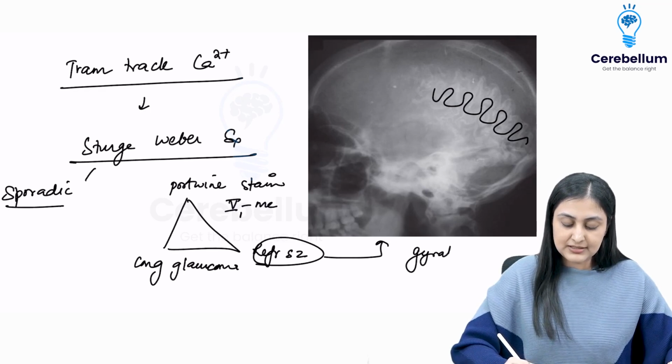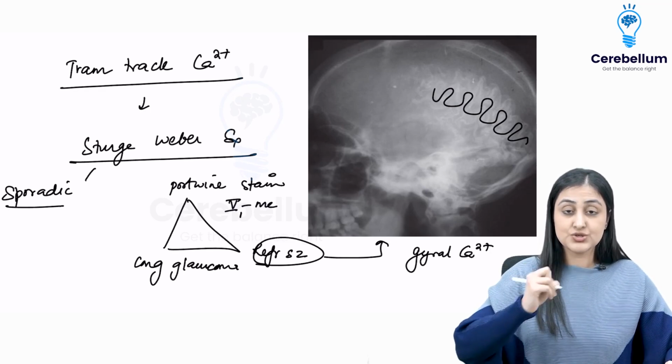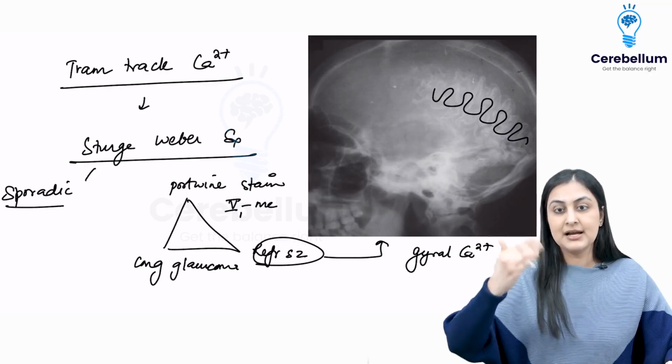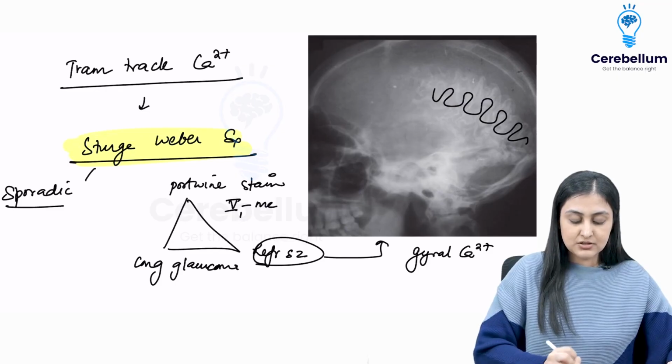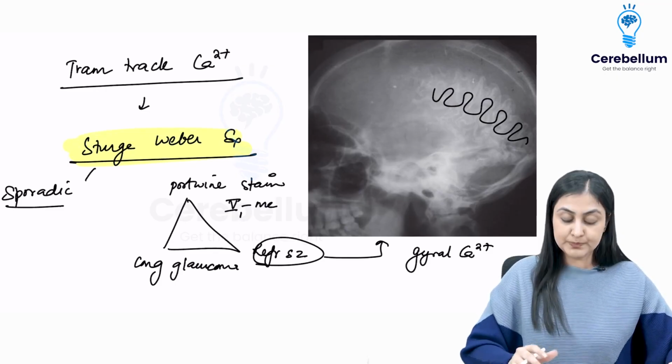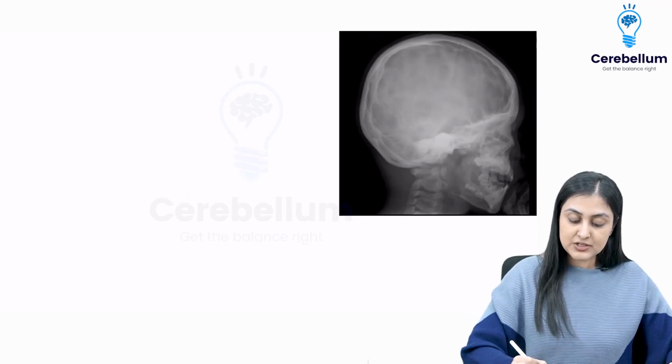So there is gyral calcification. The gyri show calcification, and that is why this tram track orientation. Okay, so this is Sturge-Weber syndrome. Next skull that we have here is showing you these convolutions.